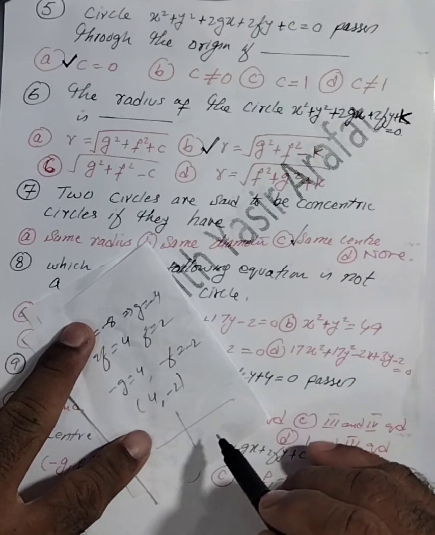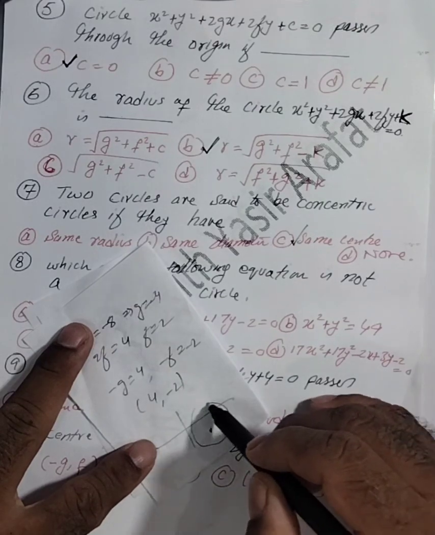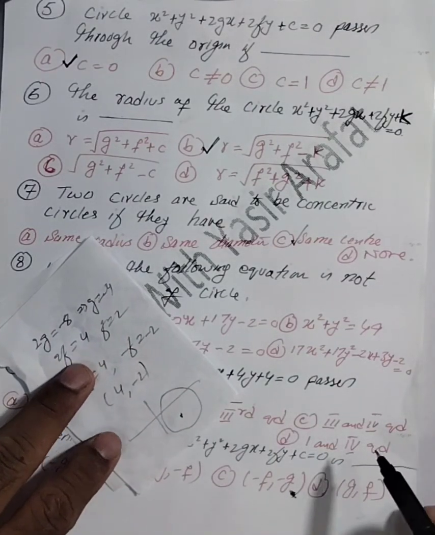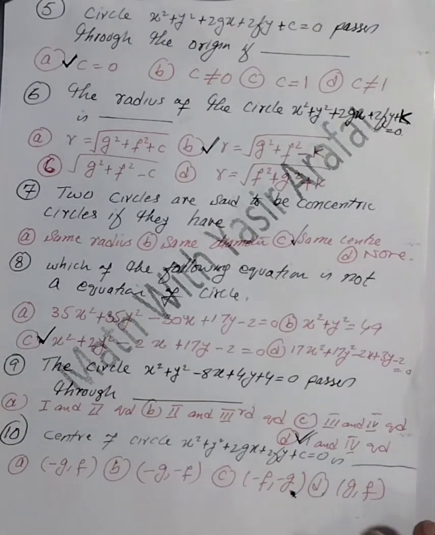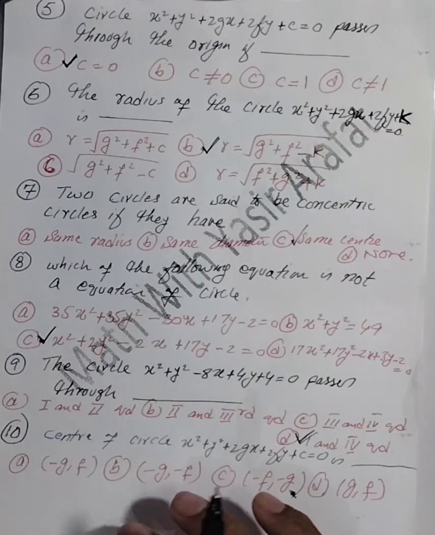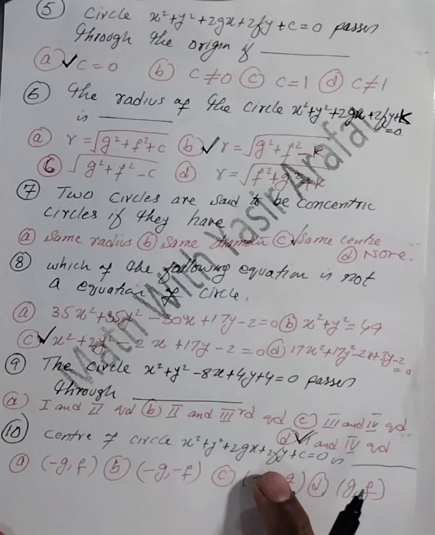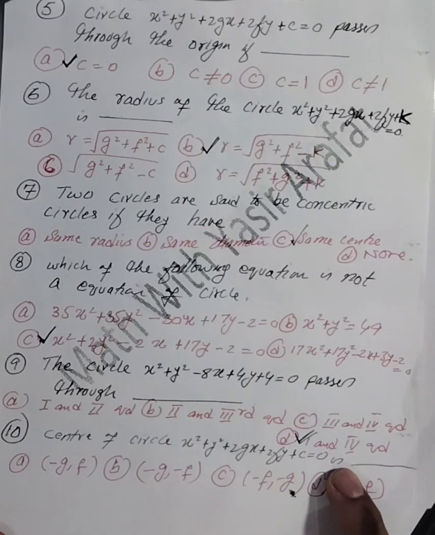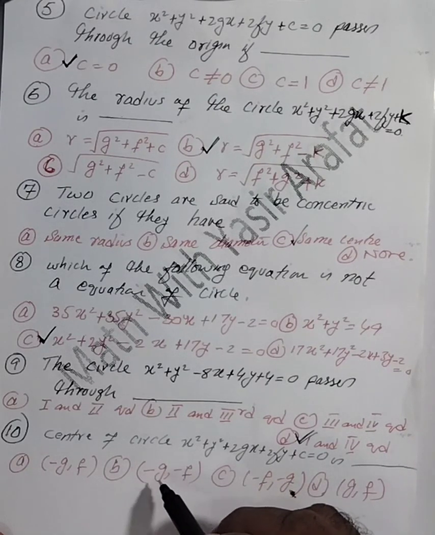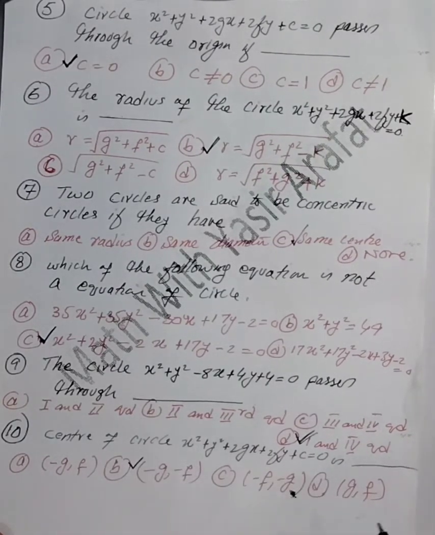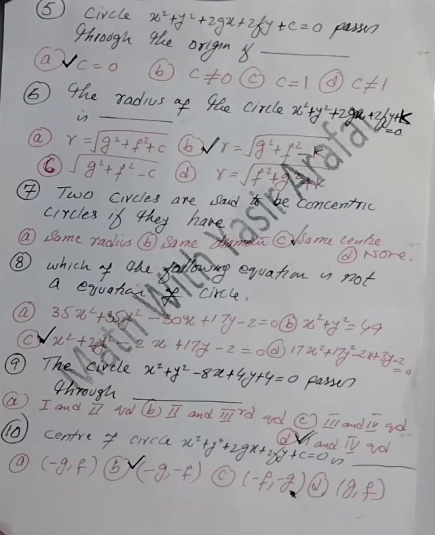(4, -2) means the center is in the fourth quadrant. So the circle passes through the first quadrant or the fourth quadrant here. So option D is correct. Now the center of the circle with general equation x squared plus y squared plus 2gx plus 2fy plus c equals 0. Dear students, always remember that in this situation the center will be (-g, -f), not (-f, -g).